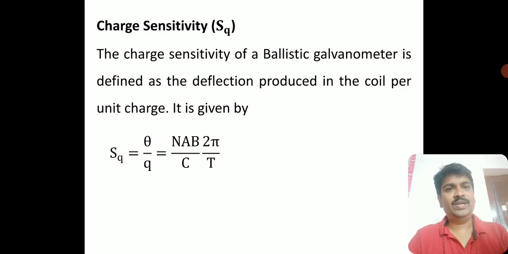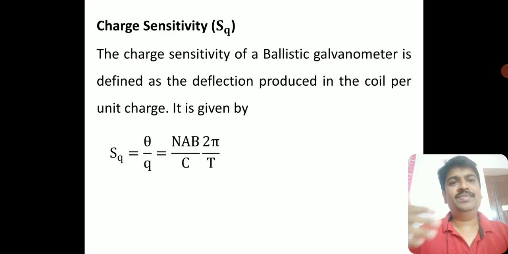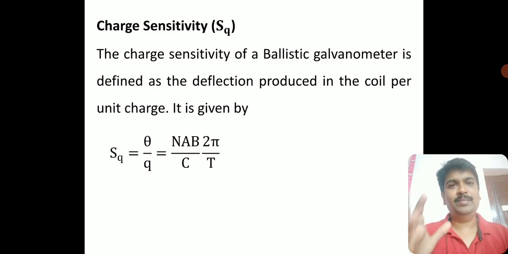We know what Q is. Q is equal to C divided by NAB, into T by 2 pi, into theta, which I derived in my last video. If I rearrange that a little bit and do theta by Q, it will be NAB by C into 2 pi by T. This is the equation of charge sensitivity, and this equation will be more helpful in solving numerical problems related to the ballistic galvanometer.